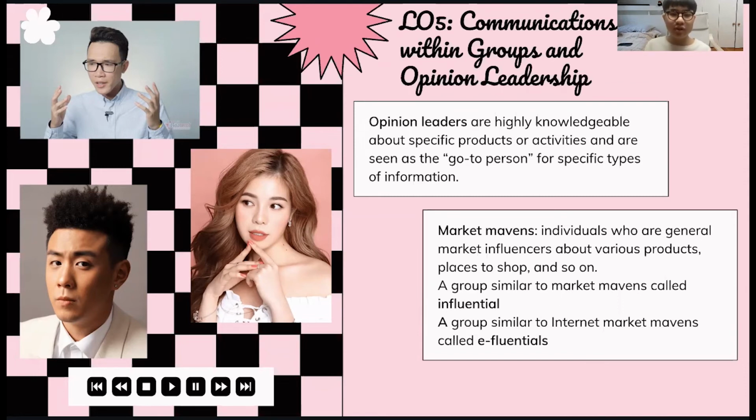They are individuals who are general market influencers about viral products, play to shop, and so on. They are a little bit different from opinion leaders because they have a huge impact on the viral aspect. They're not only in makeup, but also in technology, personal lifestyle, etc. A group similar to market mavens we're going to call influentials. Influentials make up about 10% of the population, but because of the power of social networks, they can influence the other 90%. And the influentials are similar to internet market mavens, and they are significant not only online, but also offline.